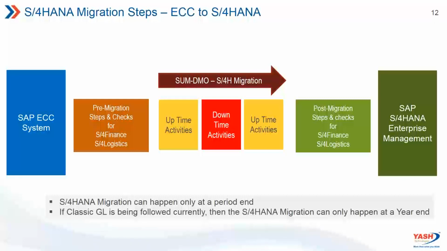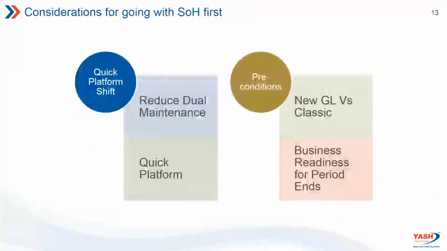Another thing is S4HANA can happen only at a period end, whereas SOH can be done at any point in time. So once the period end is done and completely closed in the current system, only then can we initiate the S4HANA migration. And if you're on a classic GL, it can only happen at a year end, because you have to first migrate to new GL, which can only happen at a year end, and only then do the S4HANA migration.